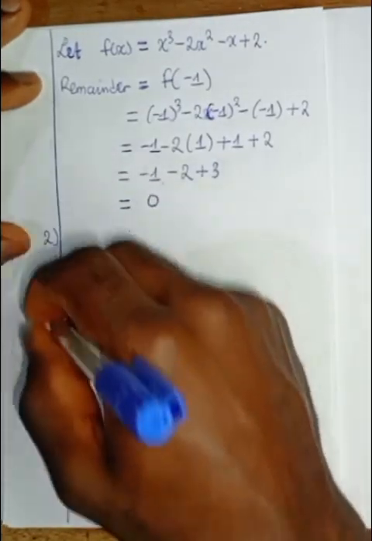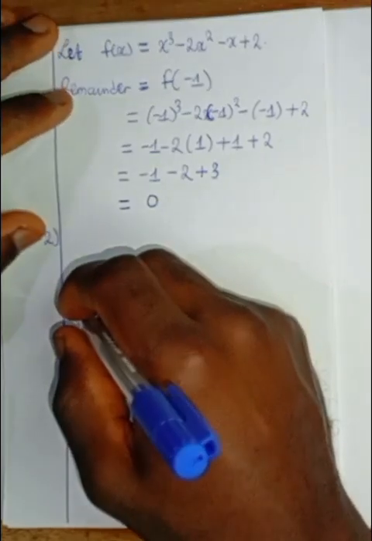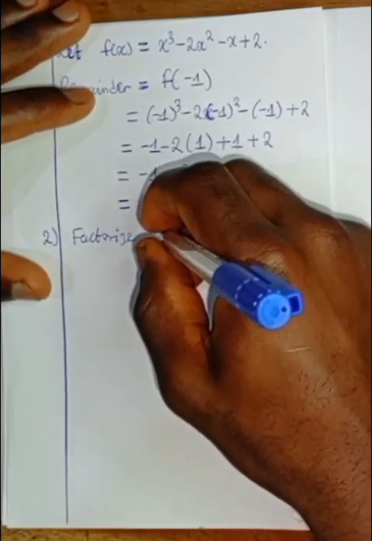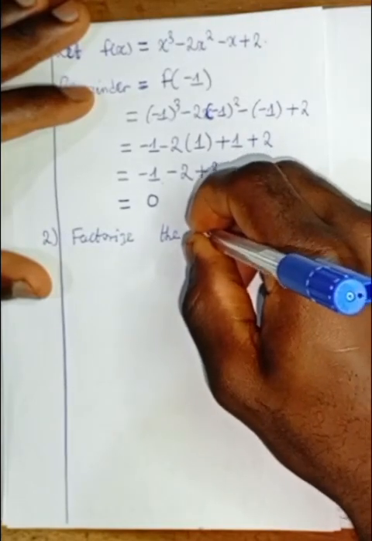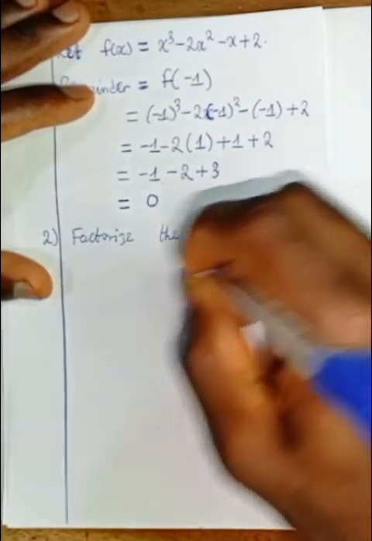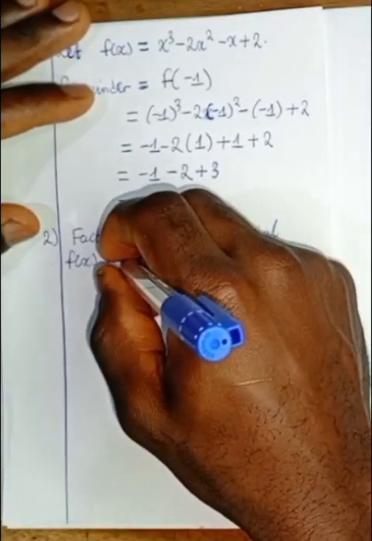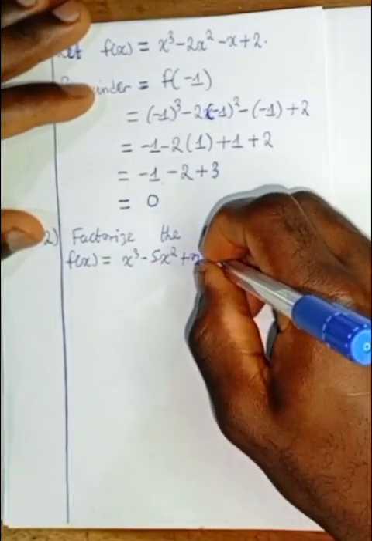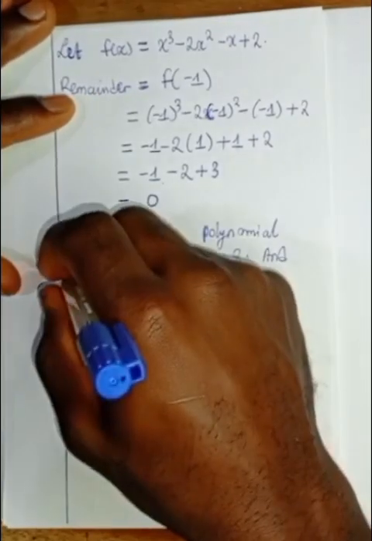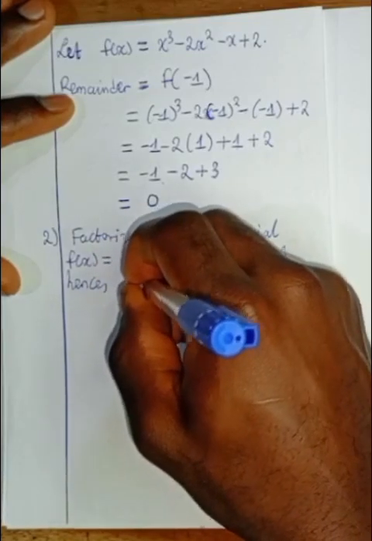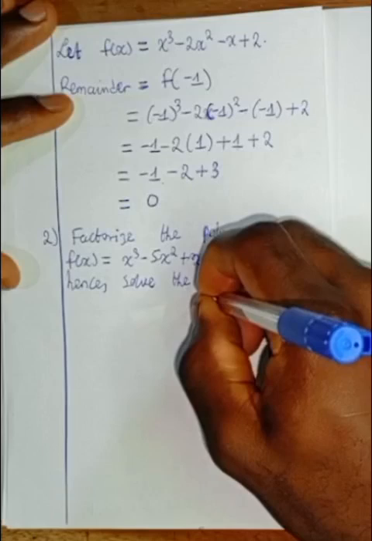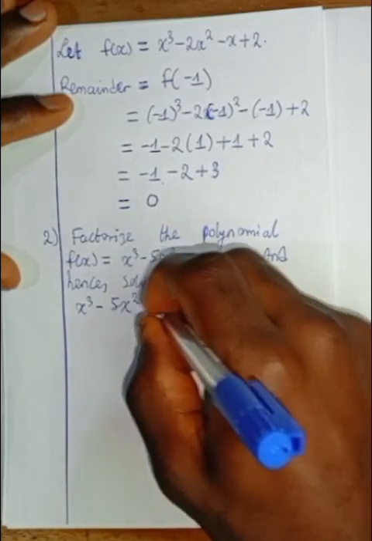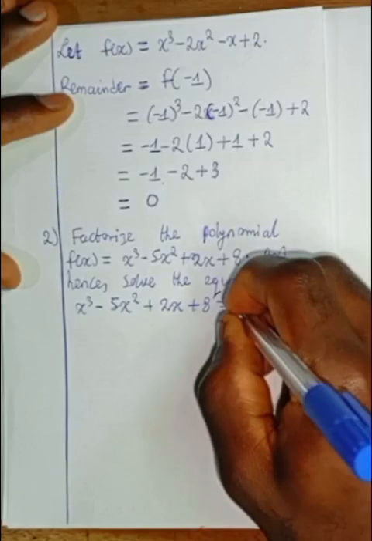We go to the next example, example 2. It says factorize the polynomial f of x equal to x cubed minus 5x squared plus 2x plus 8, and hence solve the equation x cubed minus 5x squared plus 2x plus 8 equal to 0.